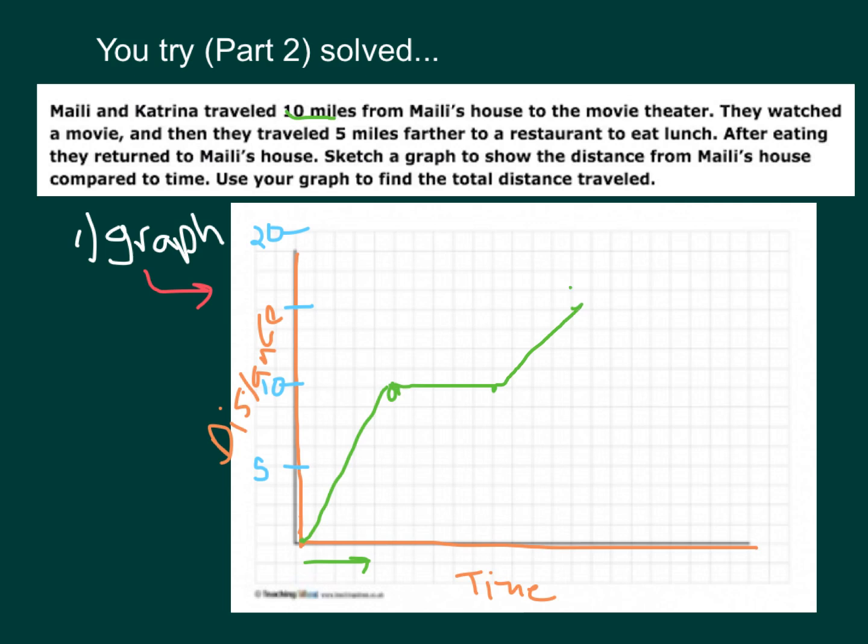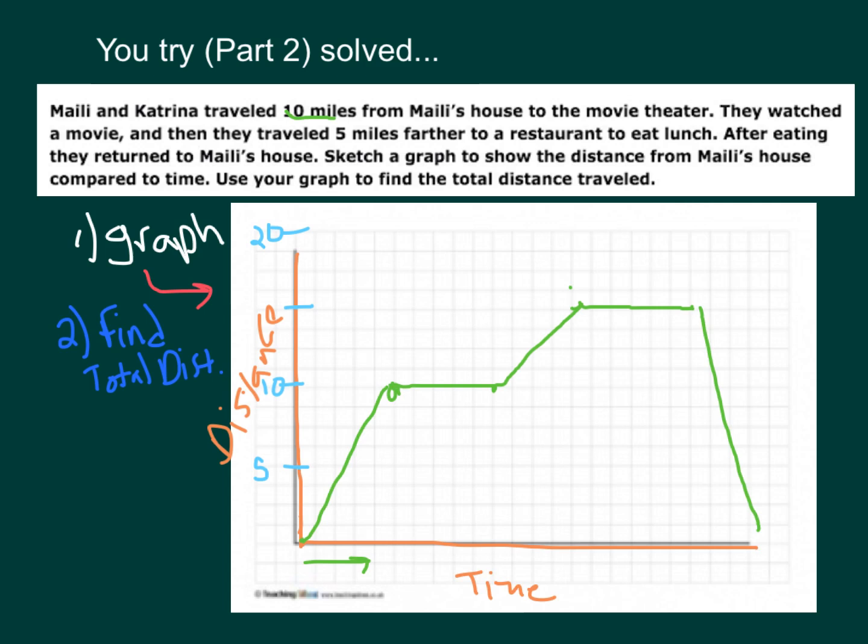Now, they stayed, and over a course of, I don't know how long, an hour, say, they sat in the same spot, neither decreased or increased their distance. And after lunch, they went all the way back to Miley's house. And our next task is to find the total distance.